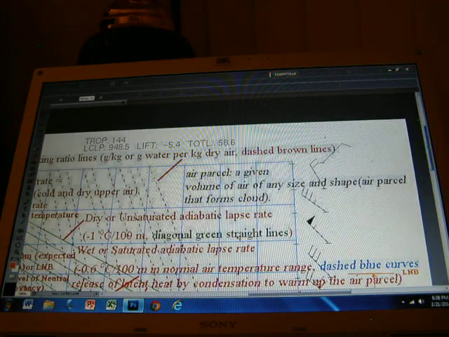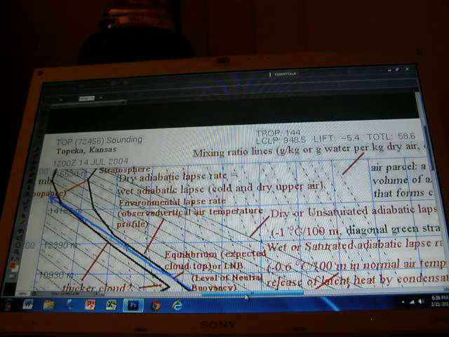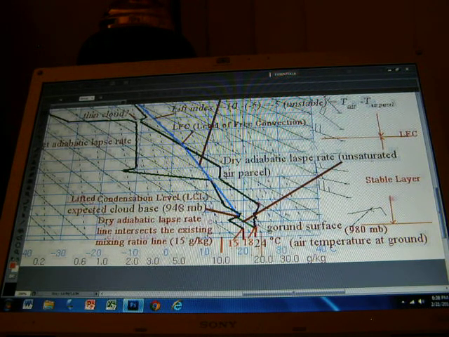The overall purpose of this diagram is to find out the stability of the atmosphere, and we find out from the ground surface up to the level of free convection here, you can see the air parcel's temperature. This is the air parcel's temperature. First, the dry adiabatic lapse rate. Next, the wet adiabatic lapse rate. But at the same elevation, the air parcel's temperature is always colder than the environmental air. So the air parcel tends to sink.